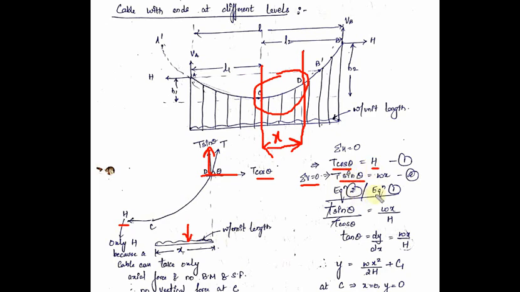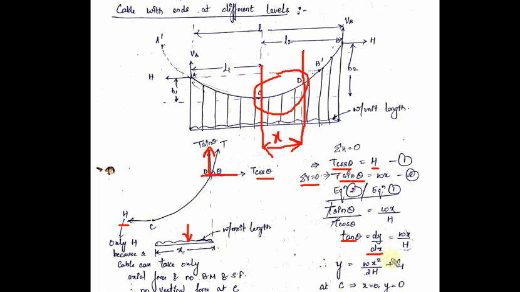Now dividing equation 2 by equation 1, we get T sin theta upon T cos theta equal to Wx by H. Sin theta by cos theta, we know, is tan theta. Tan theta is also the slope, and slope can be written as dy by dx. So tan theta equals dy by dx, and this equals Wx by capital H. From here we can find the equation of y by integrating dy by dx. We know the equation of dy by dx, so if we integrate it, we will get the equation of y.